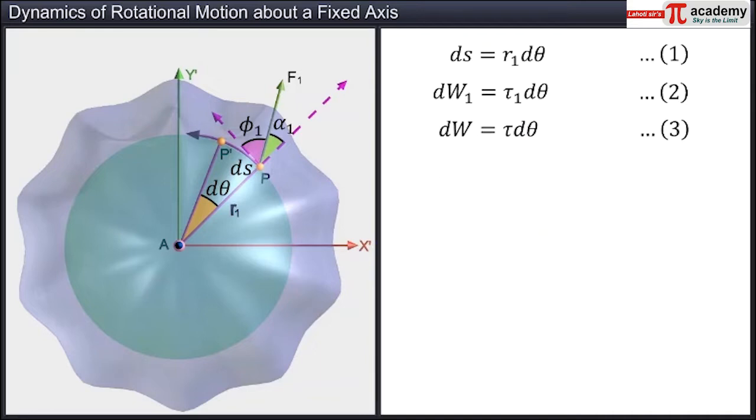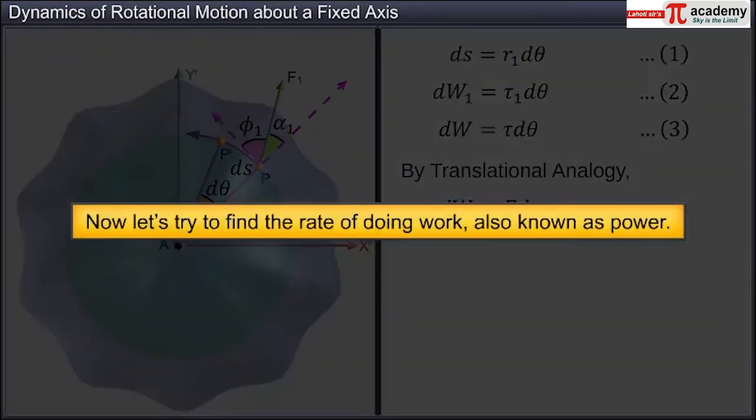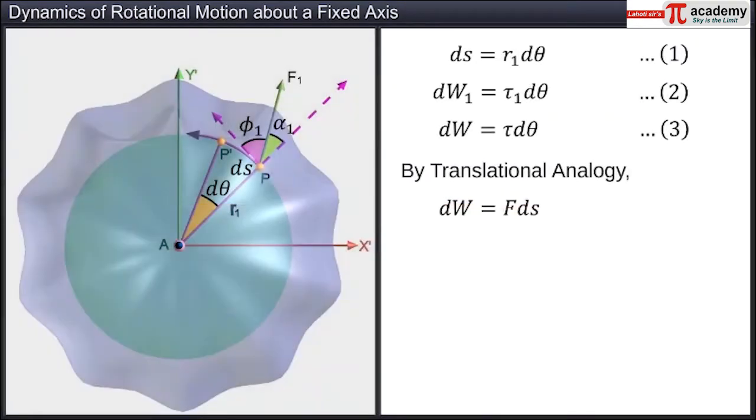Comparing equation 3 with its translational analogy, where the work done by a force is denoted by dW is equal to F ds, we can see that torque is the rotational analogy of force. Now, let's try to find the rate of doing work, also known as power. We can differentiate equation 3 for the work done by the total torque acting on a body rotating about a fixed axis to find instantaneous power.